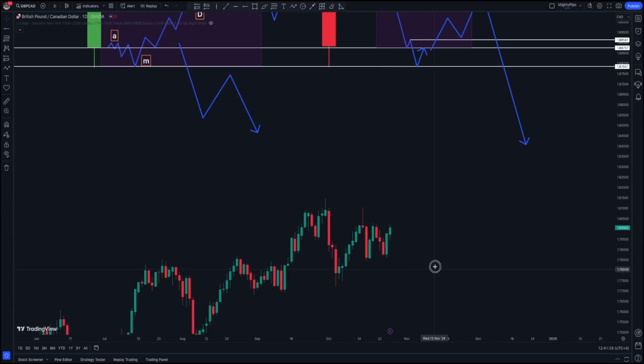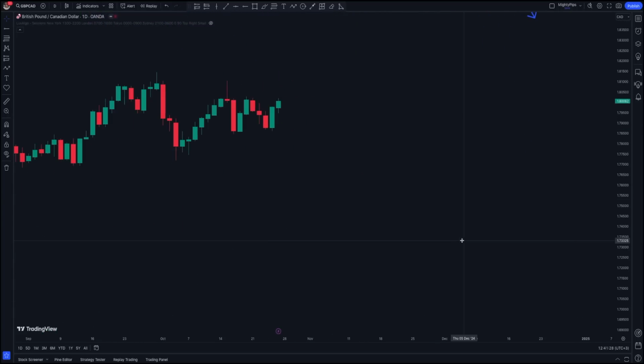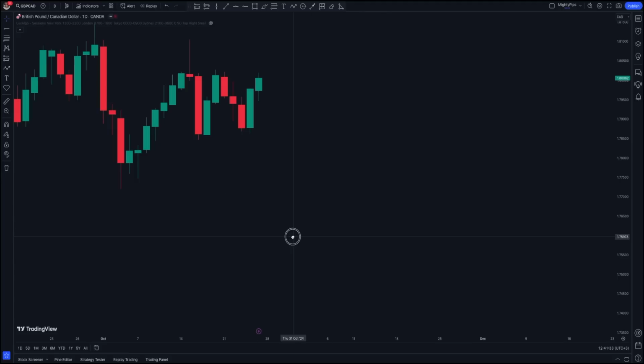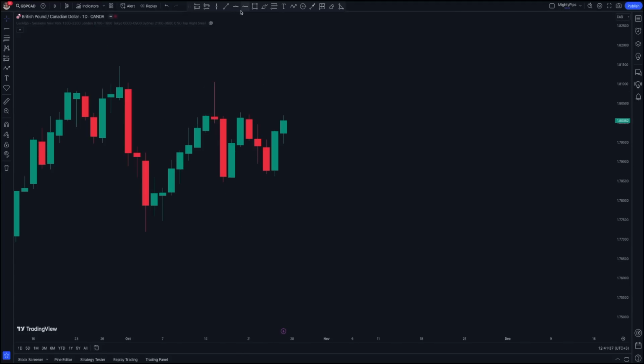Okay, let me show you just a quick illustration on the chart for GBP CAD here. So this is a daily chart, and you can see, let's use this one to establish what I was telling you guys. So we can draw on this candle's high.